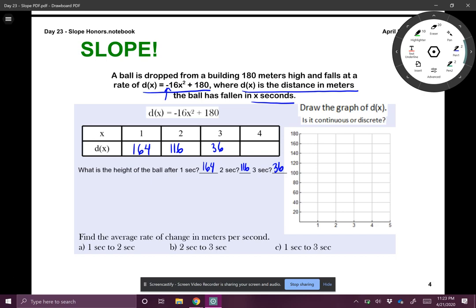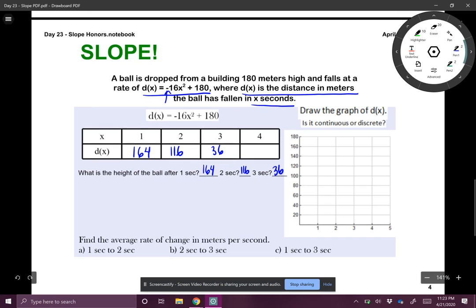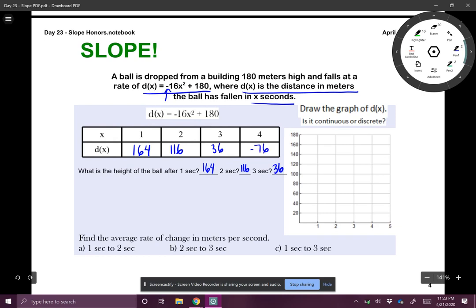If we substitute a 4 in, we would do 4 squared, which is 16. So 16 times negative 16 gives us negative 256. And when we add 180 to that, we get negative 76, which doesn't really help us in this table, mostly because you can't have negative 76 meters. That would imply the ball that we dropped from the building is underground. So we can cross that value out of the table.